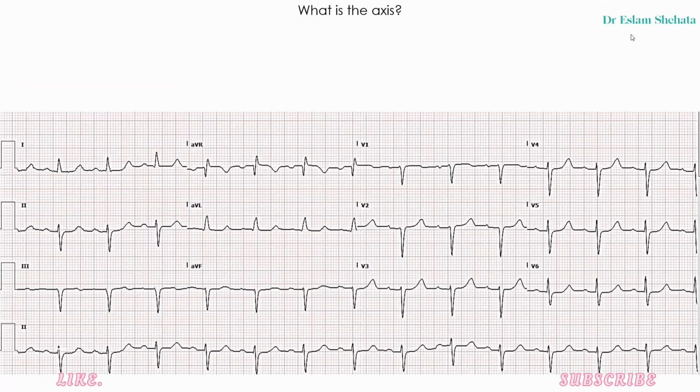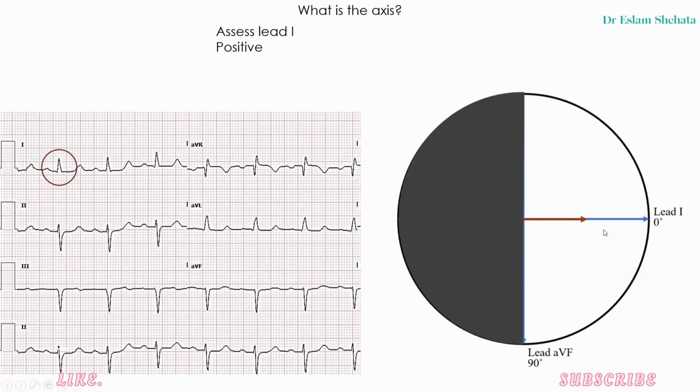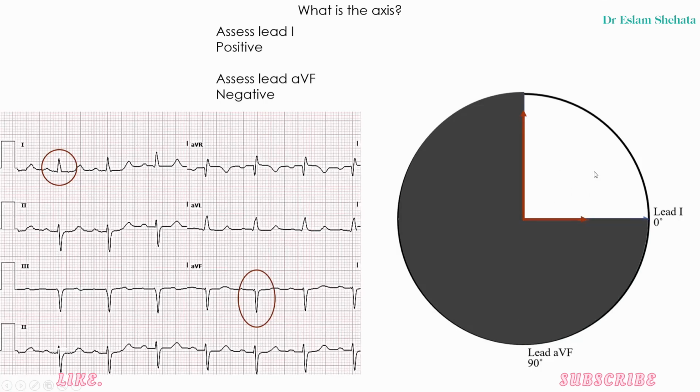And here's another one to practice. So what's the axis? Start by drawing a grid. Start by looking at lead 1. Lead 1's positive, so we're on this side. What about AVF? AVF is negative in this case, so that means we're going away from AVF. So that means we must be somewhere up here. Now, we can compare their relative heights. AVF is bigger, it's more negative. So the axis must be closer to this end than to this end. So we could draw in our arrow, and there we go.